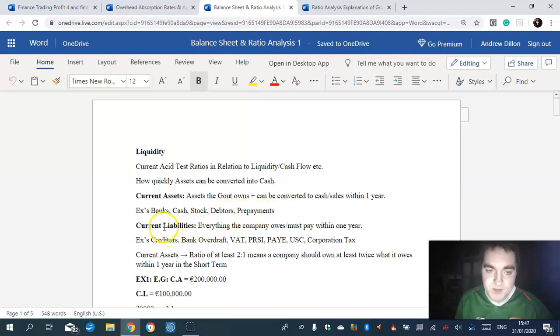And now here come the current liabilities. These are everything the company owes and must pay within 1 year. Examples are creditors, bank overdraft, VAT, PRSI, PAYE, USC and corporation tax. The current ratio should be at least 2:1, which means a company should own at least twice what it owes within 1 year, in the short term.